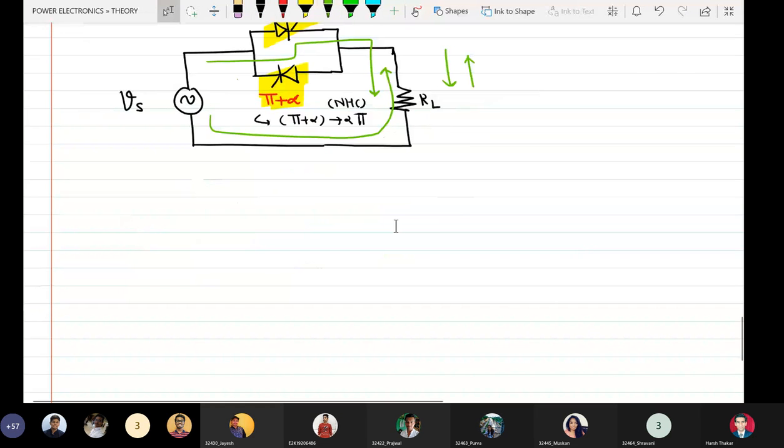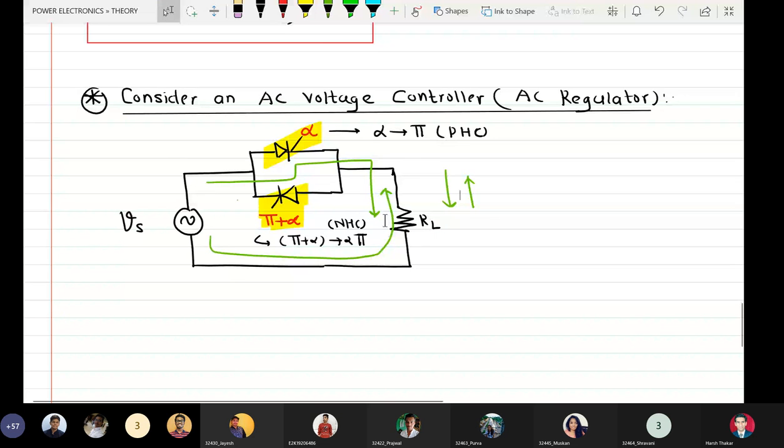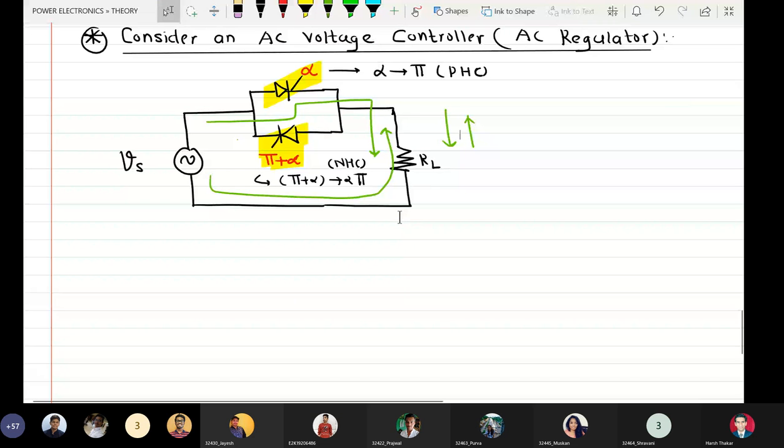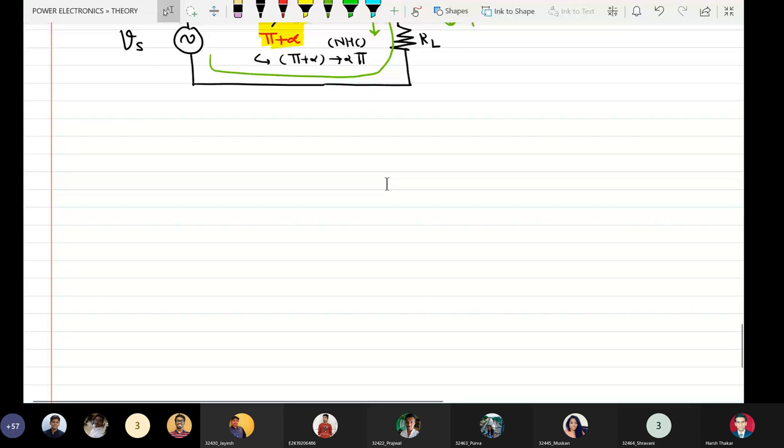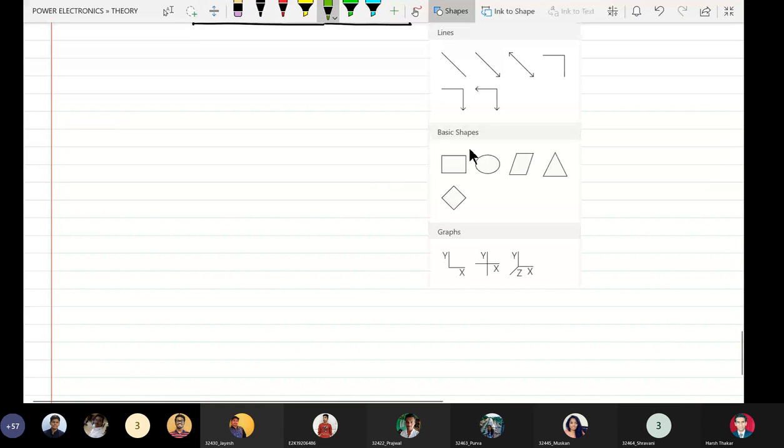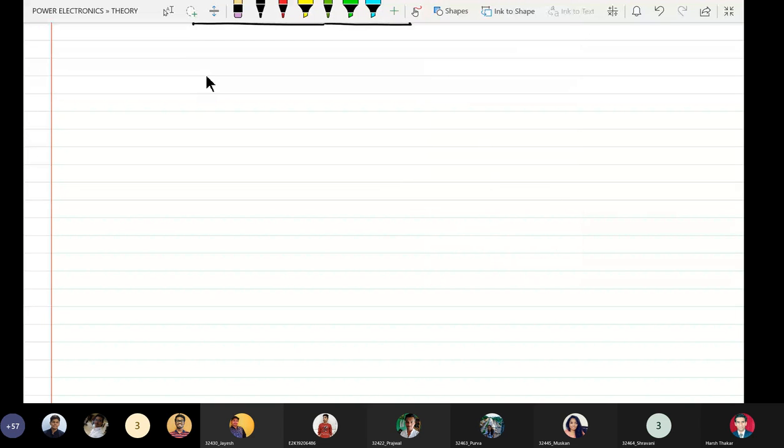This is a circuit which is different than a converter. In converter, the load current is unidirectional. It flows from top to bottom, but here it flows in both the directions. So current is sinusoidal, and that is why for this kind of circuit, if you want to draw a waveform, then it will be drawn like this.